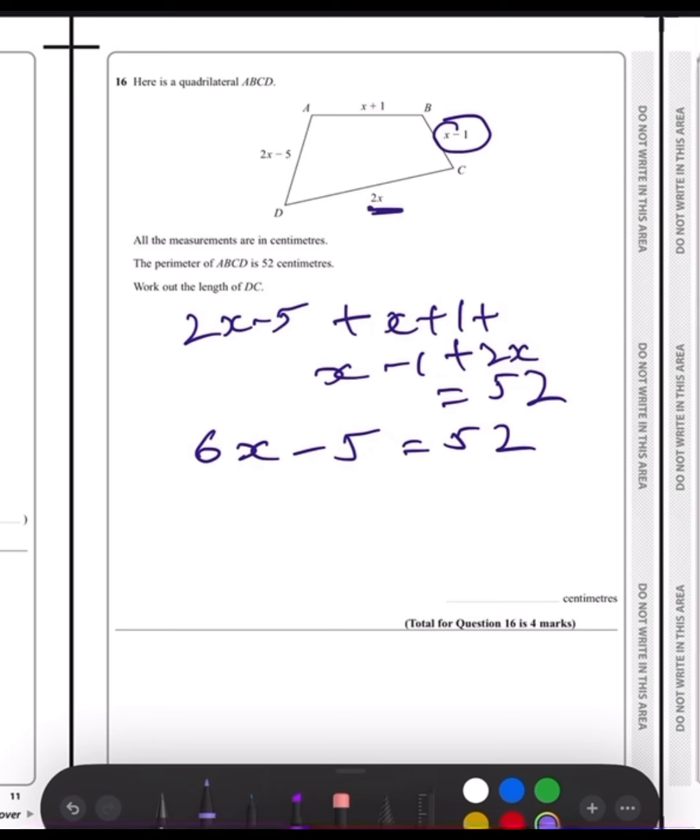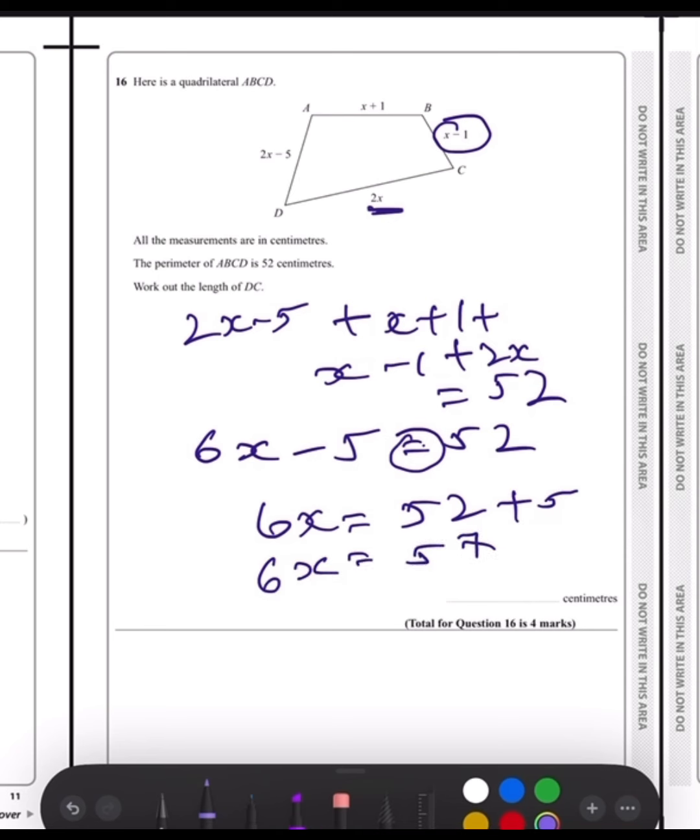Now we've got a rather simple equation. We need to leave the x alone. We've got 6x minus 5 is equal to 52. So we take minus 5 to the other side, and it changes into a plus 5 because it's going to the other side of the equals sign. So 6x is equal to 52 plus 5. 6x is equal to 57.